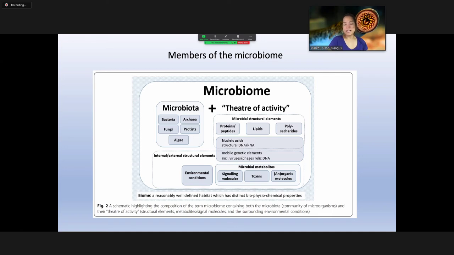So the question here is, are viruses, transposable elements and phages included as microbiome? They're not alive, so we don't really include them as microbiome. Although some people do. There is some viral microbiome research that is focusing on this. Okay, and when we study microbiome, we tend to include, of course, as I mentioned, the environmental conditions. It's always important.